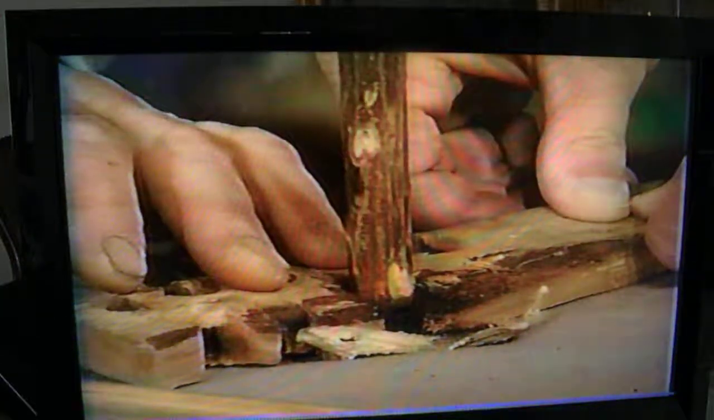Still don't have ignition. What kind of wood are we using here? The wood I'm holding is willow, which is a wonderful material for it. It's one of the ideally suited woods. And then the spindle that I'm using is a mullein stalk.